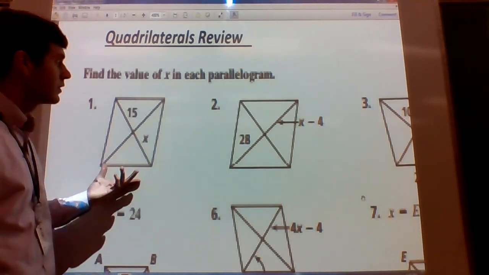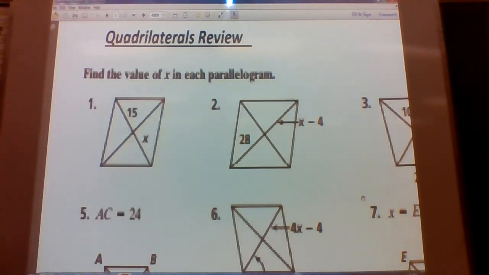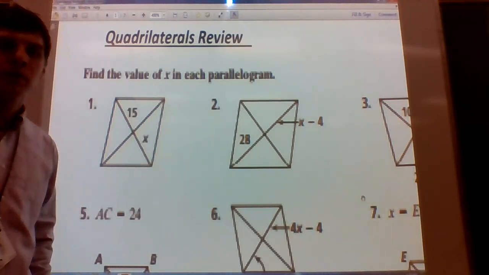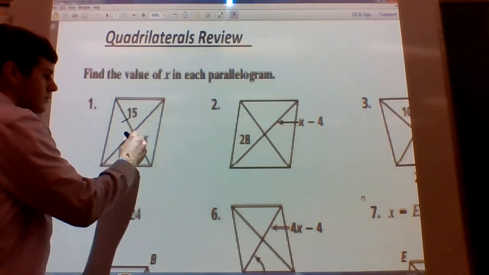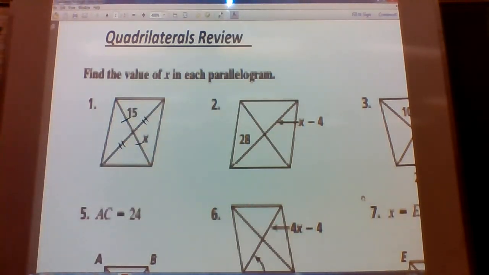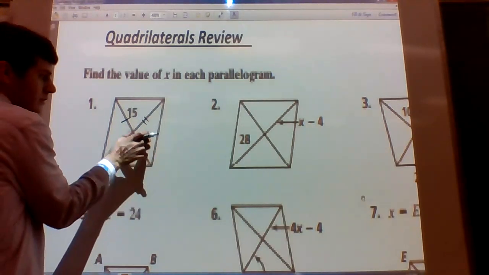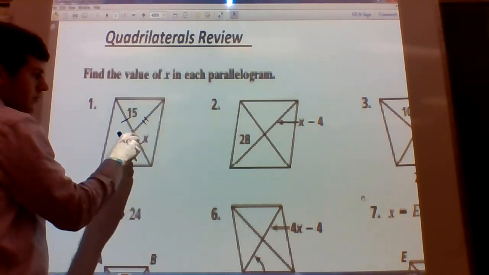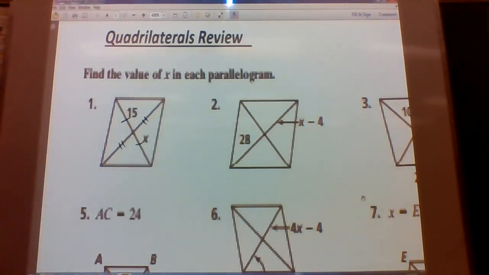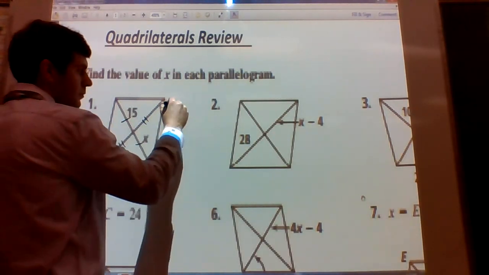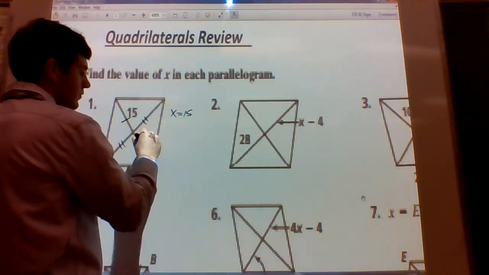So we start off here with number 1. It's asking us to find the value of x in each parallelogram, 1 through 8. So you guys should have your reference sheet as you are going through this. We look at the reference sheet. We know that the diagonals of a parallelogram bisect each other. So these two pieces are congruent and these two pieces are congruent. Since this diagonal bisects this diagonal, it splits it in half into 2 even pieces. So we know x and 15 are going to be the same. So x is going to simply equal 15.